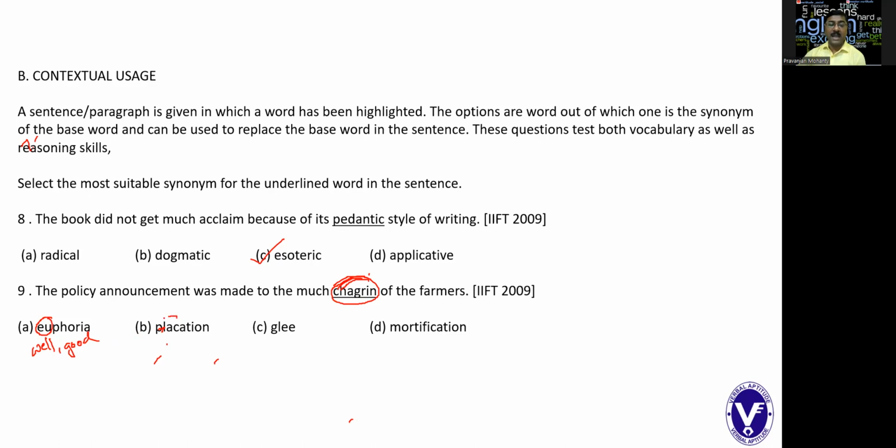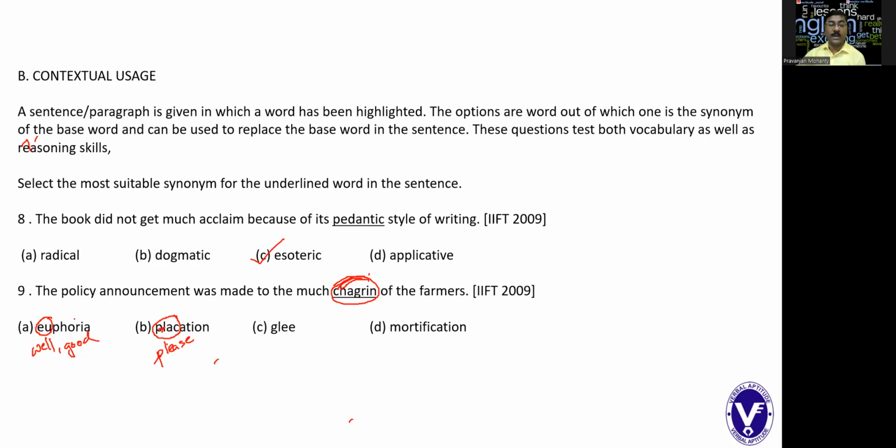Placation, plaque. Plaque is again a root word meaning to please. To please. Khush karna, to please. Placate, placation comes from that word. So placation means to please someone. Now glee. Glee is happy or cheerful.